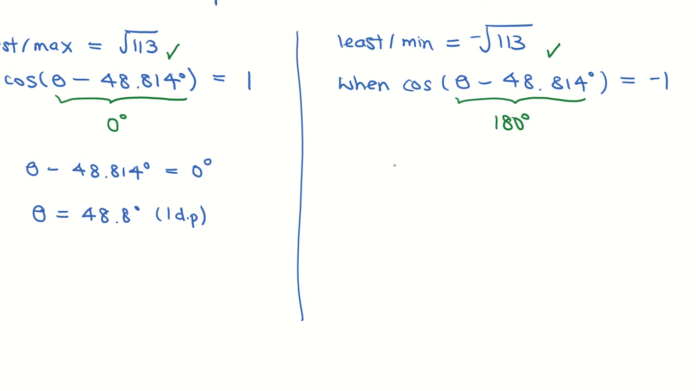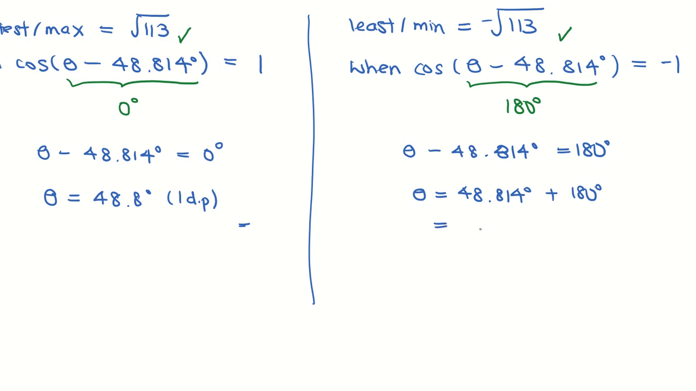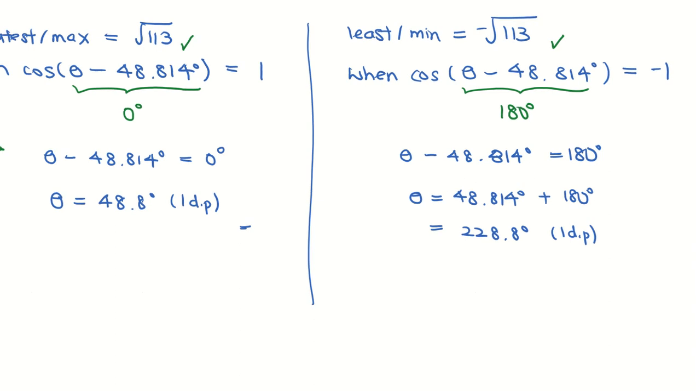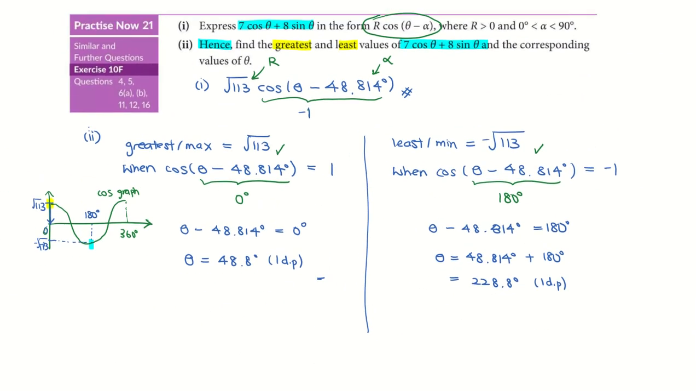Last step, solve for theta. I write the first equation, then solve for theta. Theta is 48.814 degrees plus 180. It will give me 228.8 degrees, rounded off to 1 dp. So this is how we do greatest and least value for R formula.